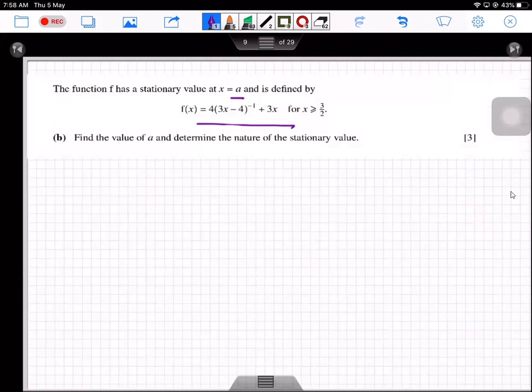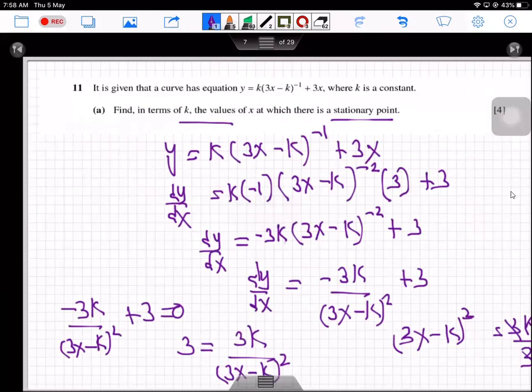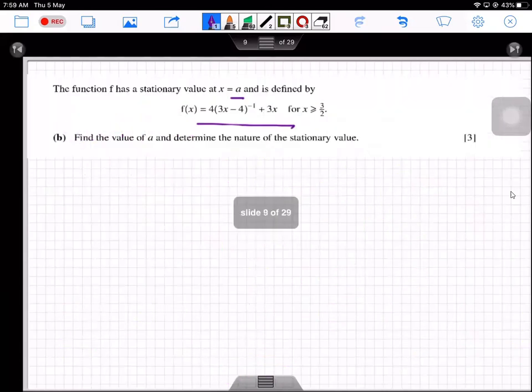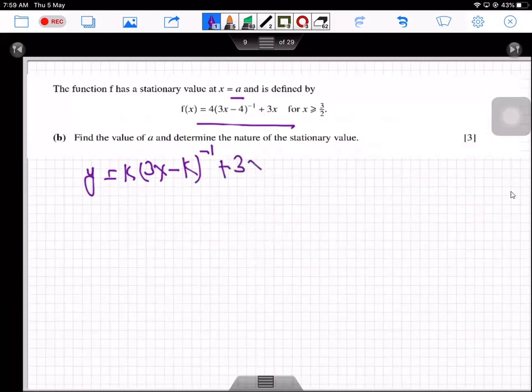All right, so far what we know from part A is that the equation of the curve was y equals k multiplied by (3x minus k) whole thing raised to the power minus 1, and then plus 3x. So if we compare it with this equation of f(x), obviously we can say that k is equal to 4. We have already found the stationary values of x in terms of k in part A. That was x equals k plus minus root k, completely over 3. Okay, so in this case k is equal to 4.